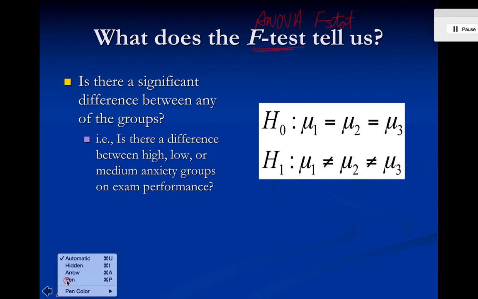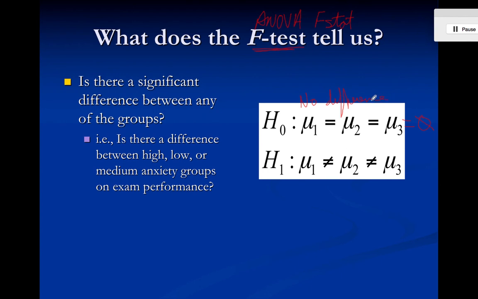Now you'll notice we have some old friends of ours, our null hypothesis and our alternative hypothesis. The null hypothesis predicts that group 1 is equal to group 2, which is equal to group 3. In other words, all groups are equal to each other, and the difference between the 3 groups is equal to 0. Just as in our t-test and z-test, the null always predicts 0. So here the null is predicting no difference.